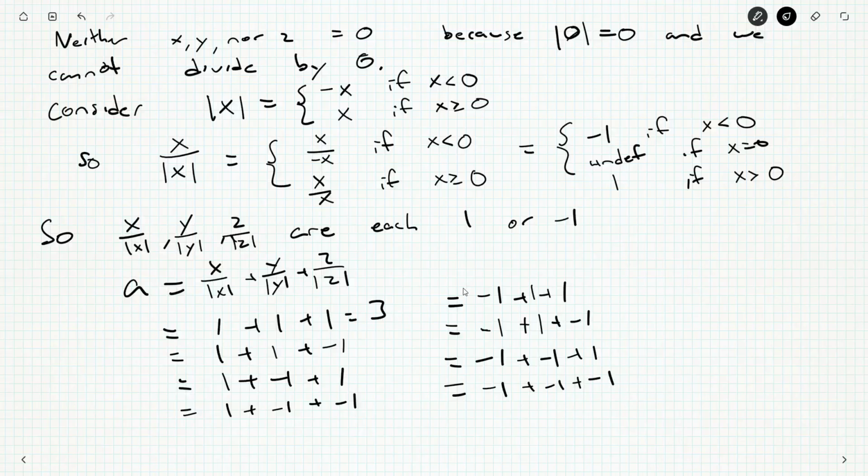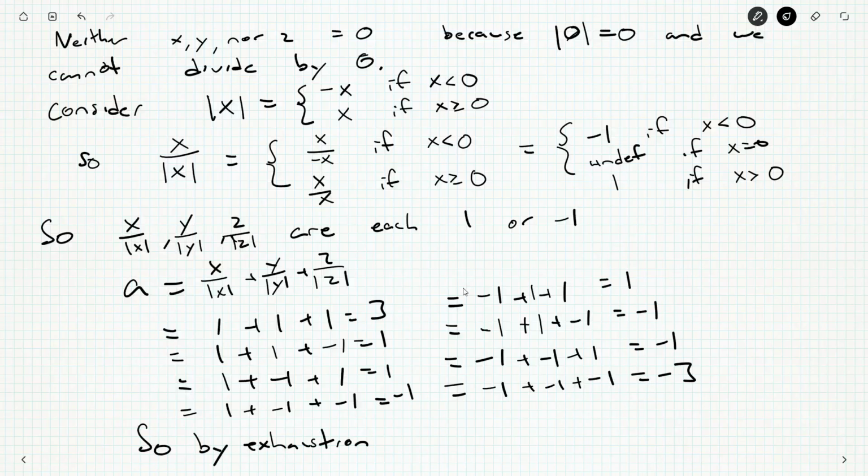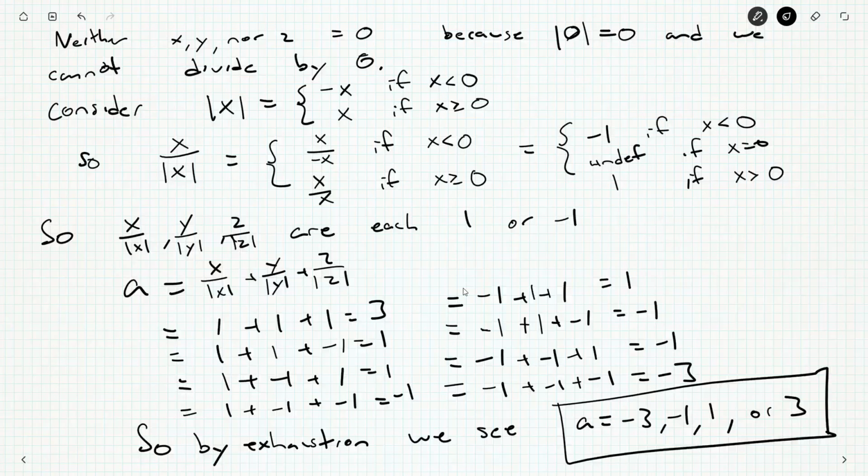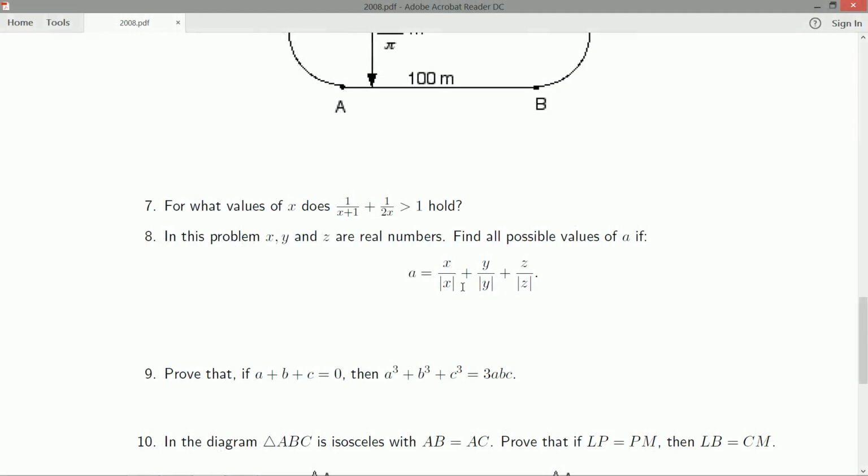Okay, so we get 3. 2 minus 1 is 1. We get 1 again. Here's -1. Here's 1. Here's -1. Here's -1. And -3. So by exhaustion, we see a is -3, -1, 1, or 3, and those are the only possible values. That was actually kind of a short question. A short 8, interesting. Alright, so that was question 8.